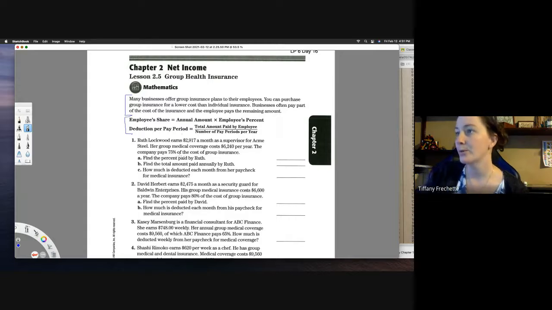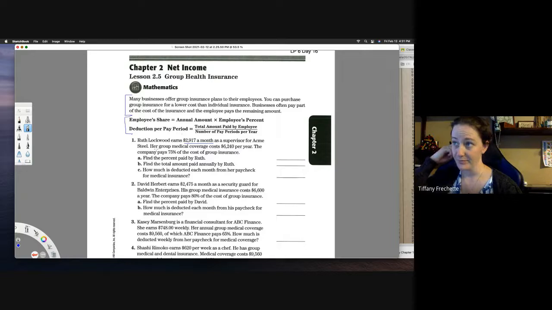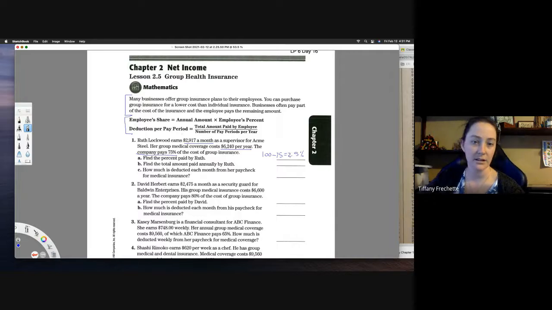So we have Ruth Lockwood earns $2,917 per month as a supervisor for Acme Steel. Her group medical coverage costs $6,240 per year. The company pays 75% of the group insurance. So the first thing they asked us to do is find the percent paid by Ruth. Well, if they pay 75%, remember percentages are always out of 100%. So we just take 100 and we subtract what they pay, and that'll tell us what Ruth pays. So she's going to pay 25% of the amount.